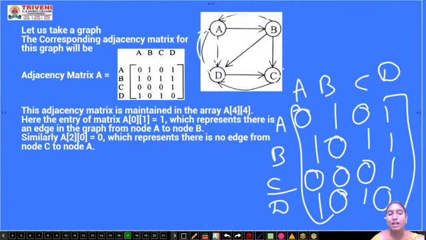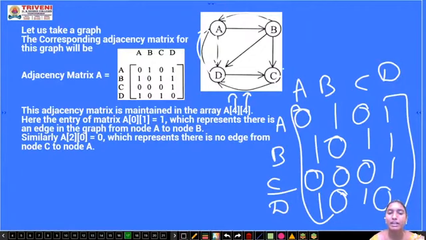That is actually a matrix with the number of rows being 4 and the number of columns being 4. And what are the rows? A, B, C, D, and the columns are A, B, C, D. In both directions we have to write A, B, C, D because of the linking between A, B, C and D. And the adjacency matrix of capital A is maintained in the array A of 4 4.